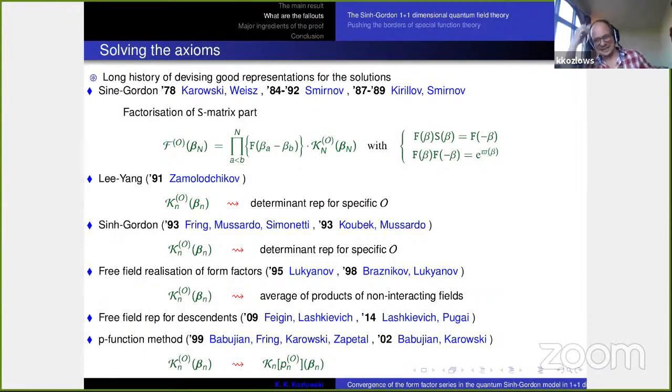So in this transparency, what I wanted to say is precisely this, that it took quite some time to develop solutions. Some first solutions were obtained by Karowski and Weisz, then Fedor Smirnov developed a really substantial amount of effort to produce solutions, also in collaboration with Kirillov. The first solutions were proposed by Zamolodchikov for the Lee-Yang model, which is what you could think of as the simplest truly interacting integrable quantum field theory. And basically how does the construction go?